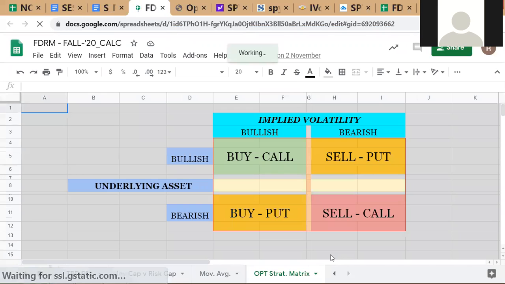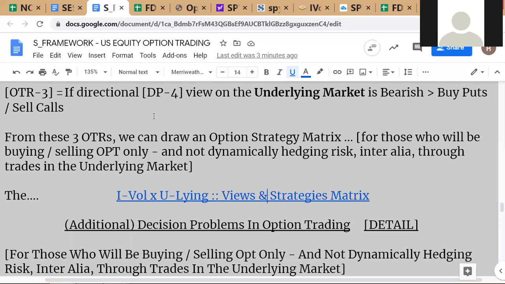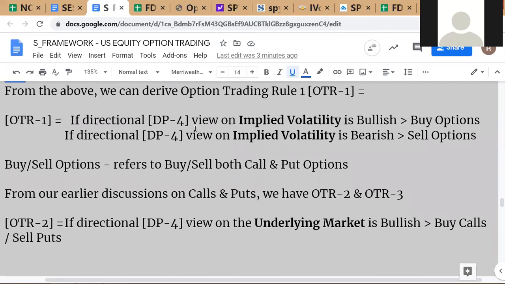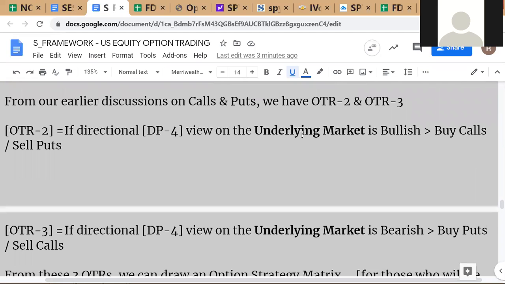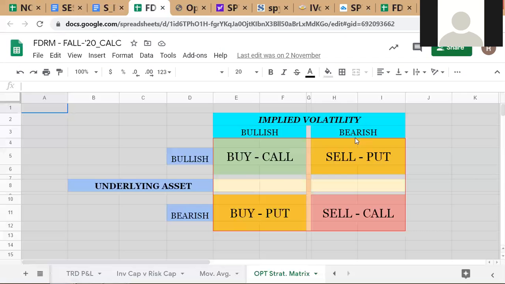Okay. Here, this is your framework. Make sure you understand this. We have only 5 minutes left. It's a very important framework. And once you've understood, this comes from our 3 OTRs, 1, 2, and 3. That will give you this framework. And once you understand this framework, it's very easy for you to trade options. But of course, the hard part is taking the views. So let's look at this.